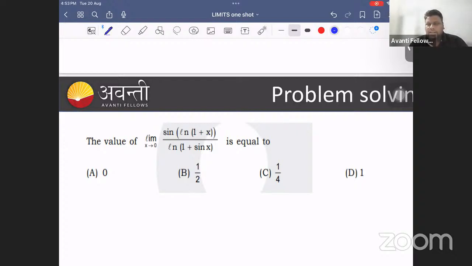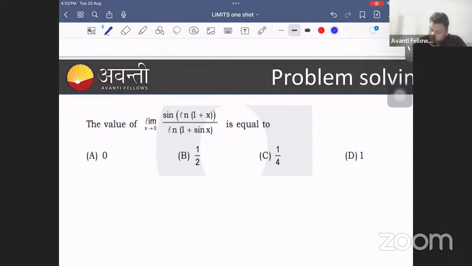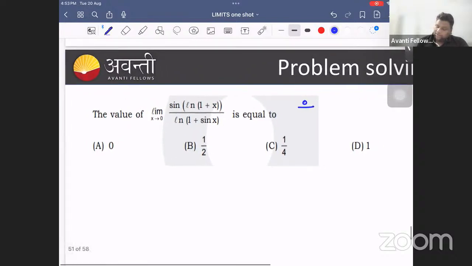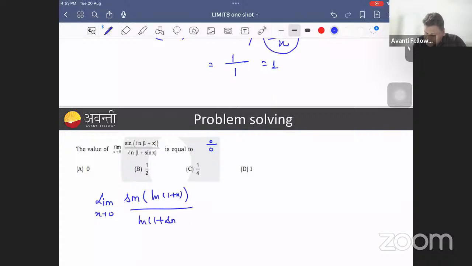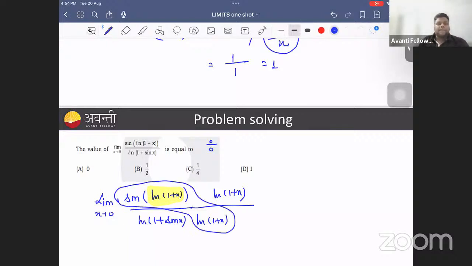Well, let's end this and let us solve this. The question is simple. As x approaches 0, sin(ln 1) is sin 0, which is 0, upon ln 1, which is 0. So the question is the limit as x approaches 0 of sin(ln(1 + x)) divided by ln(1 + sin x). If you realize, as x approaches 0, ln(1 + x) is approaching 0. So multiply and divide by this, and by doing this, sin 0 by 0 becomes 1. Answer is 1. Got it?